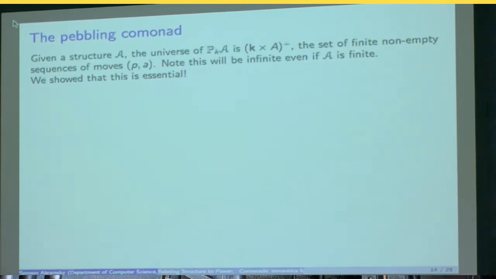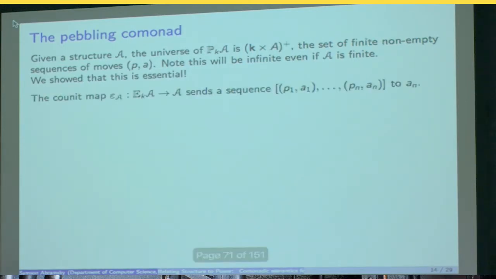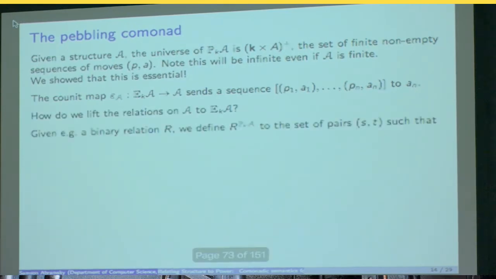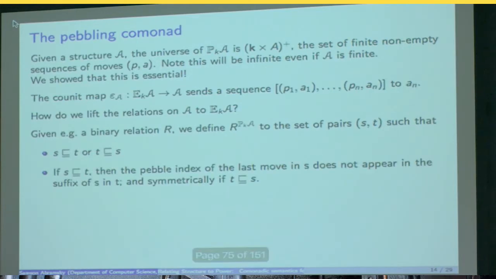So corresponding to this, we have a pebbling comonad. We introduce pebble indices. We now allow lists of arbitrary length. So a move is now a pair consisting of a pebble index and an element of the universe. This is placing that pebble onto that element of the structure. Otherwise, things look very similar. We now have the question, how do we lift the relations to this comonad structure? So again, let's take the binary case, and we see that again, we're only going to relate things if they occur along a single play.